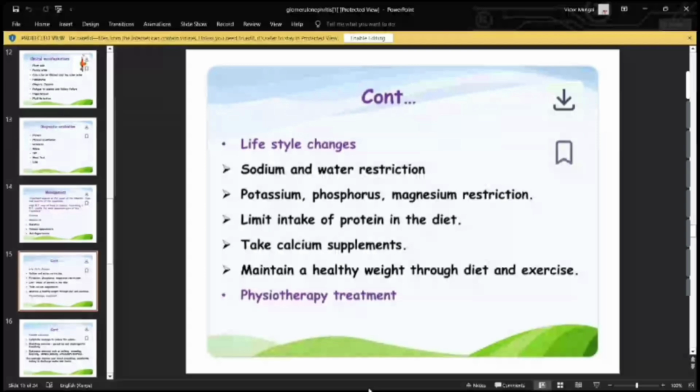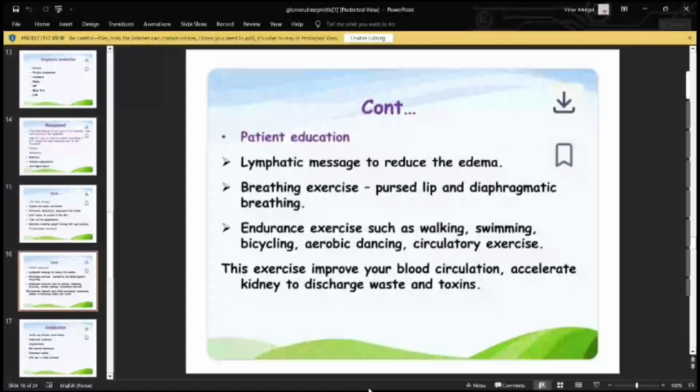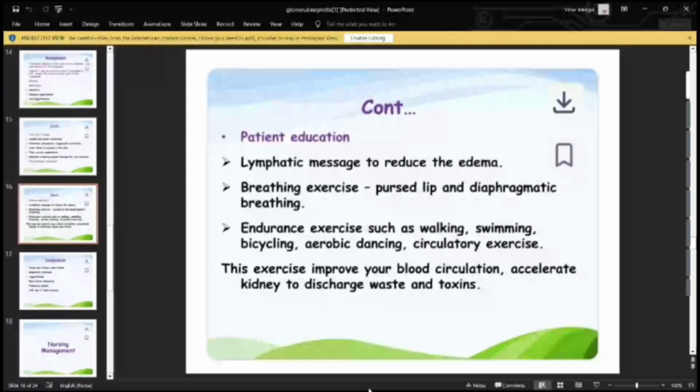Then we have the physiotherapy treatment. So lymphatic massage to reduce edema, breathing exercises, which are pursed-lip and diaphragmatic breathing, endurance exercises such as walking, swimming, bicycling, dancing. These exercises improve the blood circulation and also help the kidney discharge the waste and toxins.